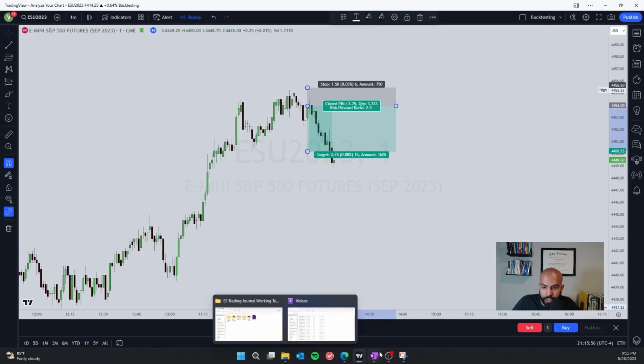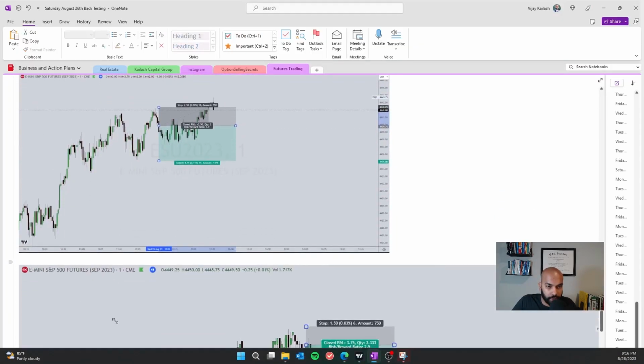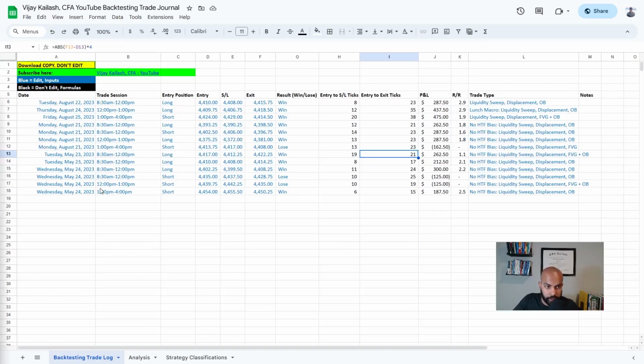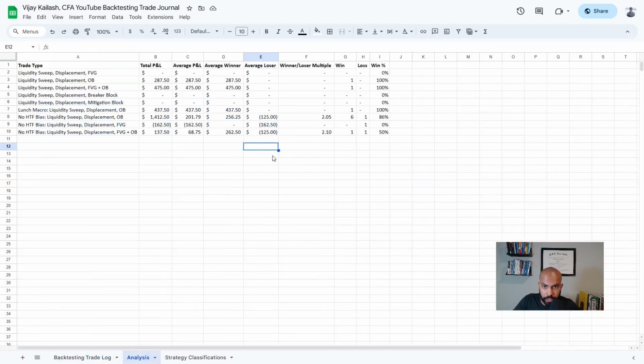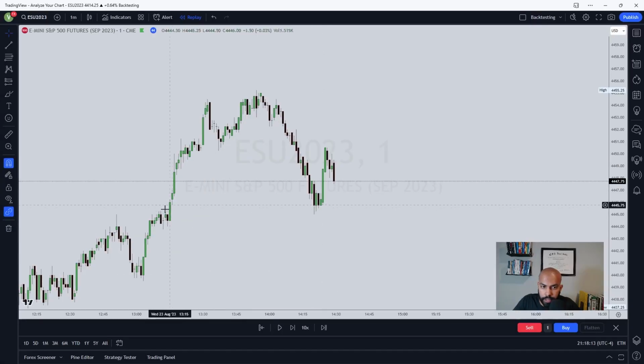So we'd screenshot this, put in here, trade 11 win. So we'd put it in here. Perfect, just like that. We'd throw it in here. Analysis, we're still looking good, 86%. Let's start again. Can actually hit this order block. That would have been a pretty good exit.